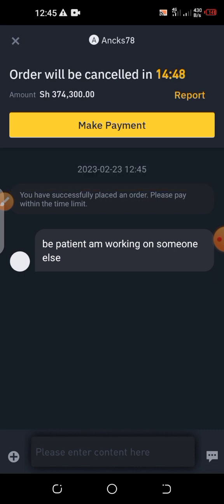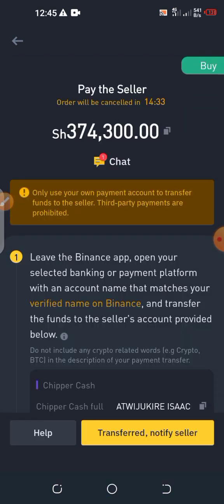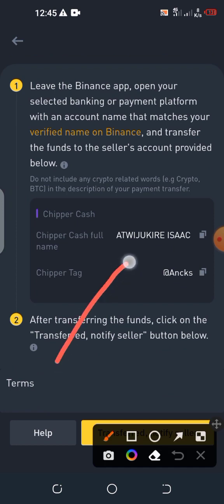That's what he's saying. You have successfully placed an order, please pay within the time limit. So now he's telling me to proceed, you understand. But then when you pay, you have to come here and say make payment. When you come to make payment, they will give you his Cheaper Cash full name and the tag, you understand.